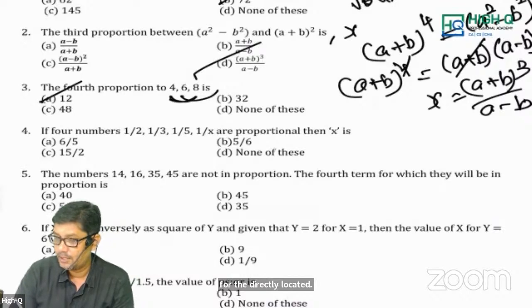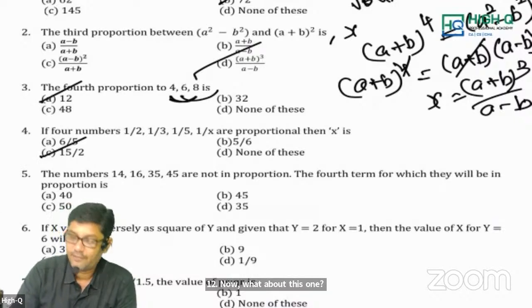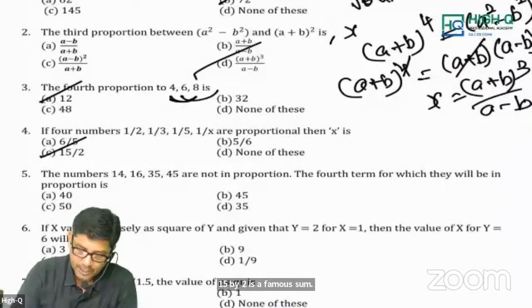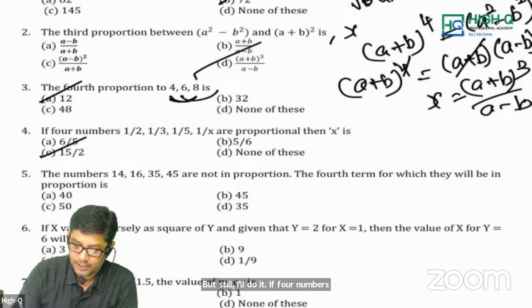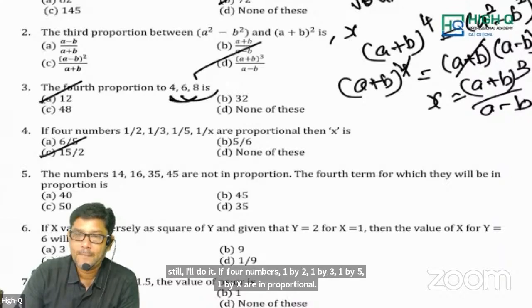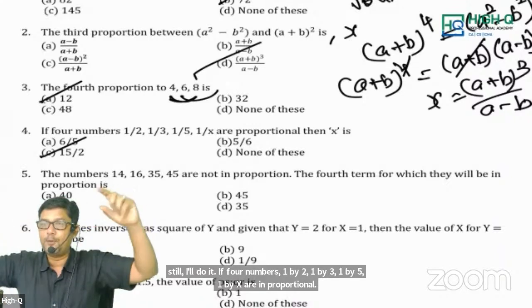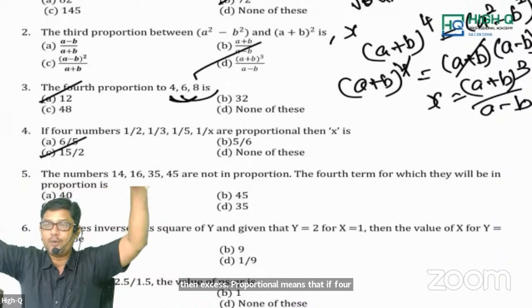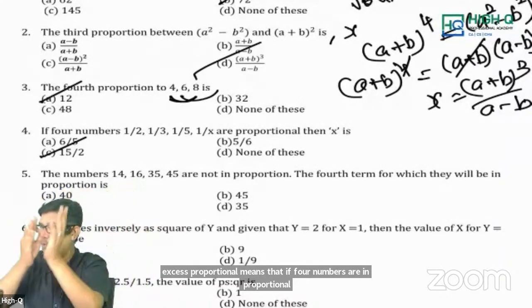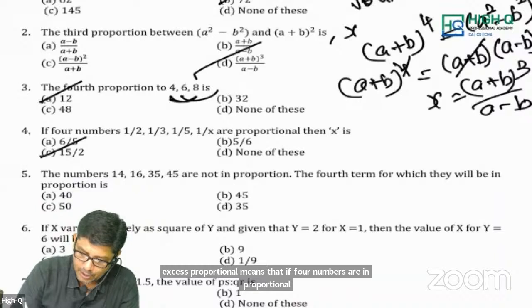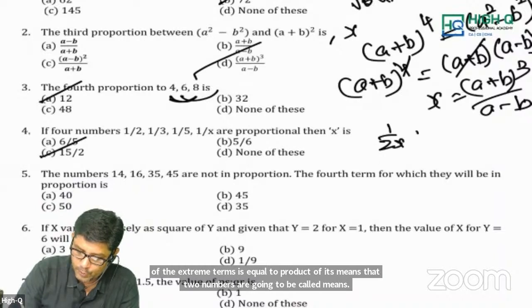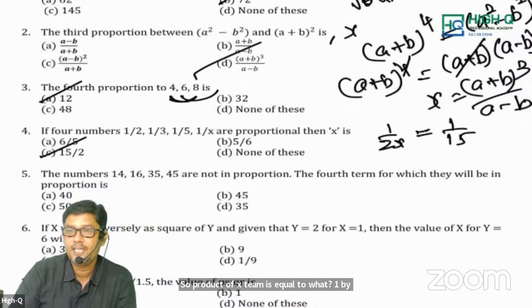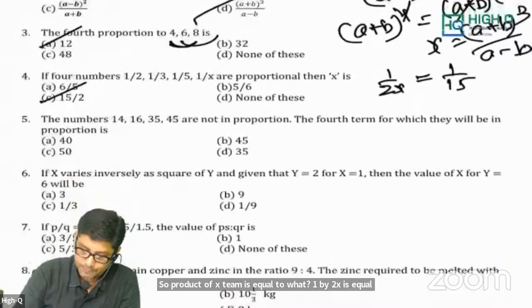Now, what about this one? Everyone knows it, 15 by 2 is a famous sum. But still I'll do it. If four numbers 1 by 2, 1 by 3, 1 by 5, 1 by x are in proportion, then x is? Proportional means if four numbers are in proportion, product of the extreme terms is equal to product of the means. So 1 by 2x is equal to 1 by 15. Therefore, x is equal to 15 by 2.